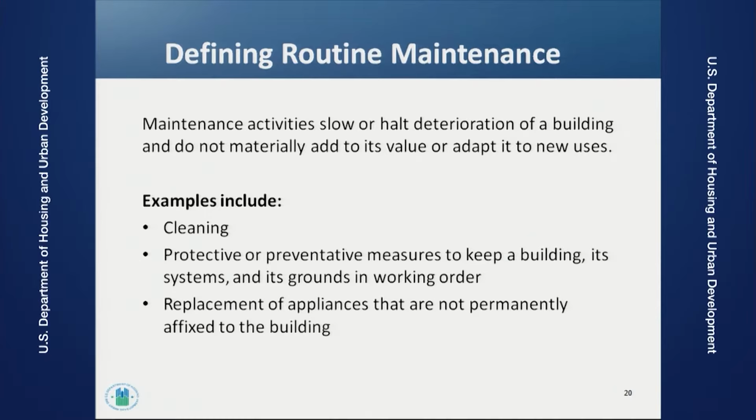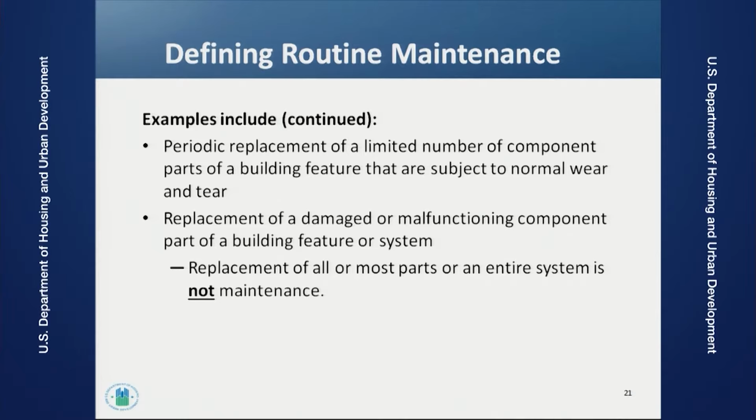So maintenance activities are activities that slow or halt the deterioration of a building, but do not materially add to its value or adapt it to new uses. So examples of routine maintenance would be cleaning, protective or preventative measures to keep a building, its systems, and its grounds in working order, replacement of appliances that are not permanently affixed to the building, as well as periodic replacement of a limited number of component parts of a building feature that are subject to normal wear and tear, or replacement of a damaged or malfunctioning component part of a building feature or a system. However, replacement of all or most of an entire system would not be maintenance.